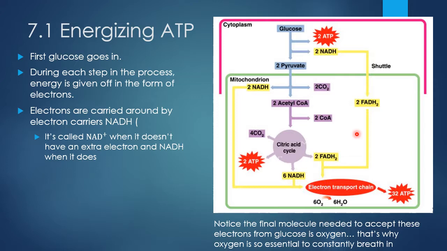So this is just an overview. We're going to go over all of these steps and what happens in each of them in the coming slides. But if you'll notice in this process, one of the final things that is needed in order to make that ATP energy is oxygen. And that's why oxygen is so essential to constantly breathe in, because your body cannot make any of the energy it needs without that oxygen. And so when you stop breathing in the necessary oxygen, your body can't make energy and can't fuel any of the other processes going on within your body.